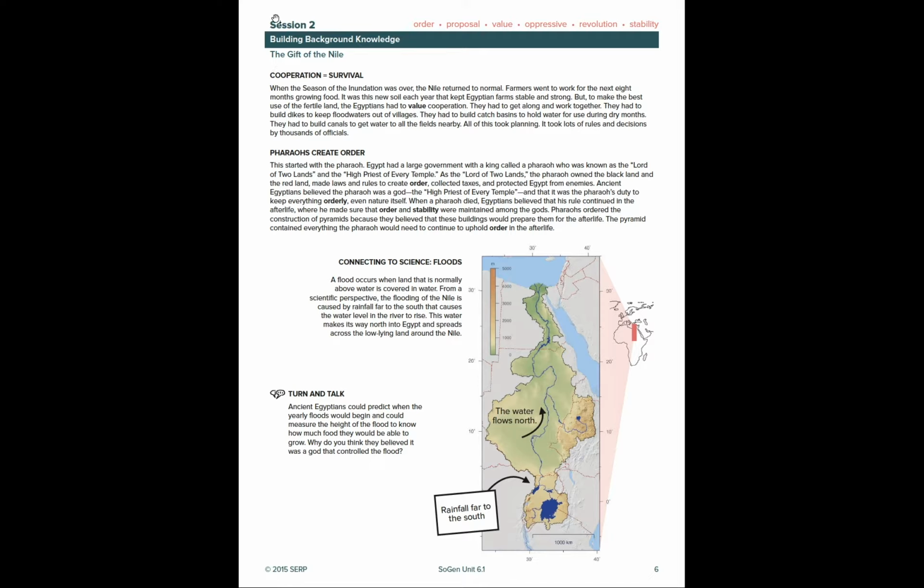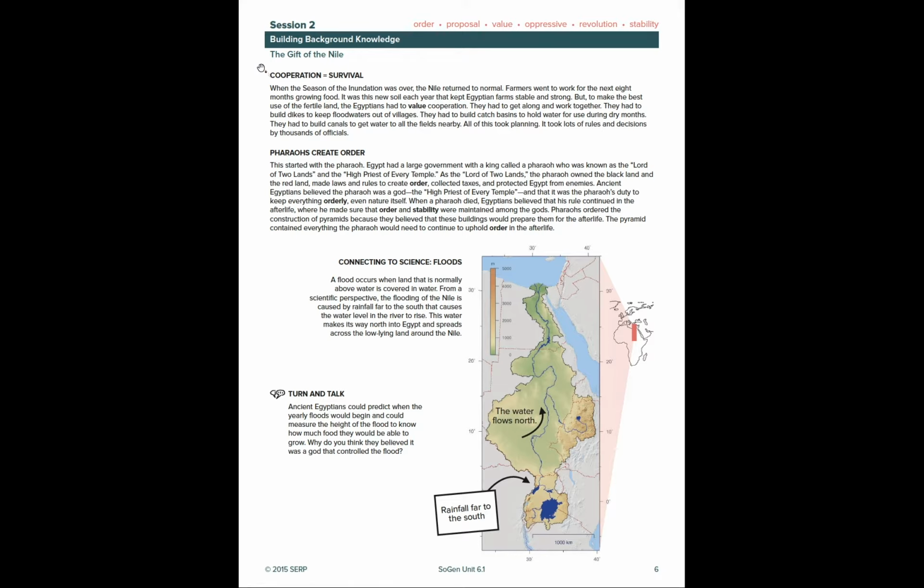You know, we have this title up here, Session 2, Building Background Knowledge, The Gift of the Nile, and these are all different kinds of titles and headings, and they give you, the reader, a sense of what this section's going to be about. Up here along the top, these words in orange red, this is something that this book in particular is doing, which is identifying the vocab words that the authors want you to learn while you're reading this lesson. Each of these little paragraphs is set apart by topic.